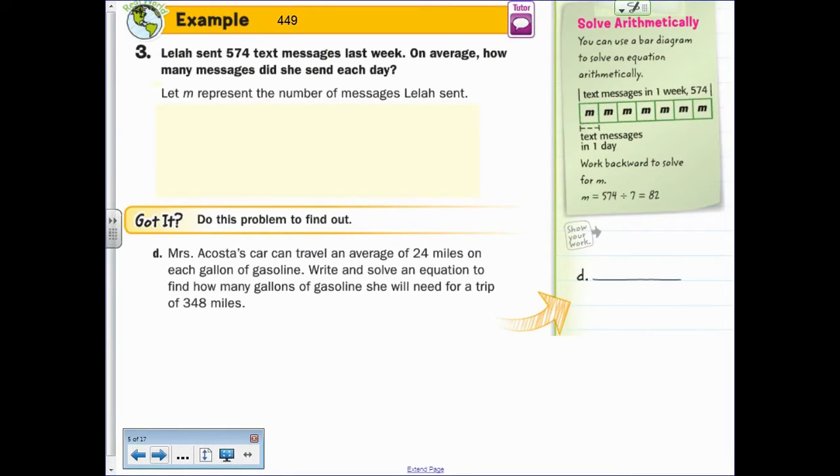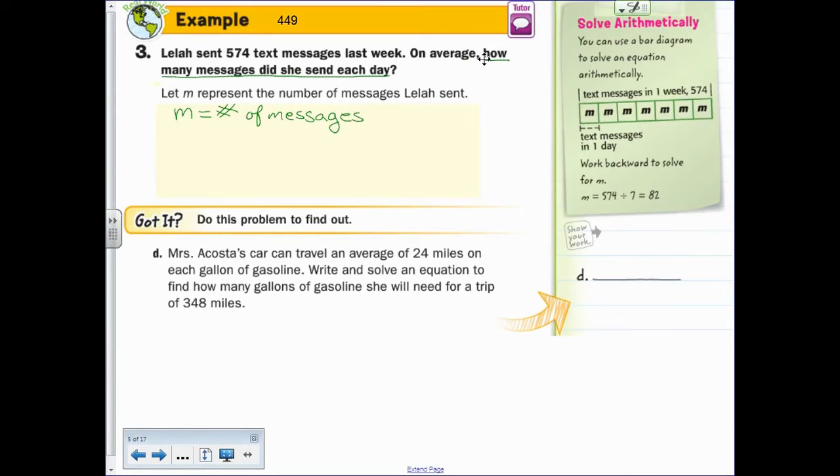Layla sent 574 text messages last week. On average, how many messages did she send each day? So, first thing is first, we study the problem and ask, what is this question asking me? And it says, how many messages did she send each day? Well, we need a variable to stand for that. So they've written here, let M represent the number of messages Layla sent. So you would write on your paper, M equals number of messages.